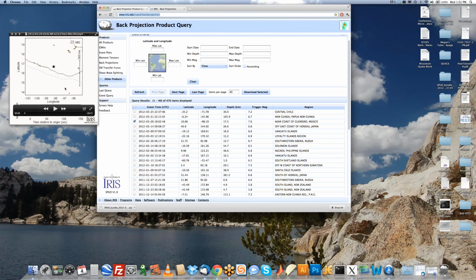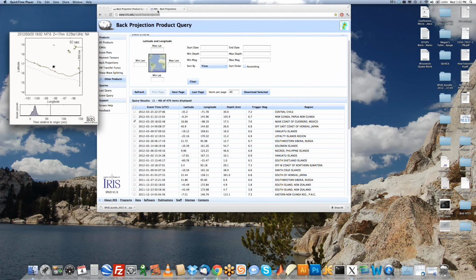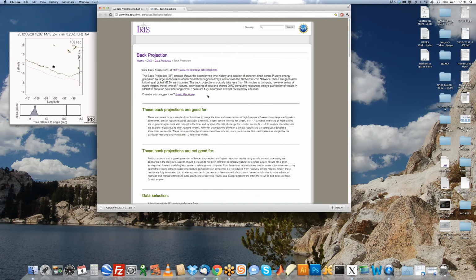And then I selected the recent earthquake in Guerrero, Mexico, and I just wanted to play this real quick, which shows the actual back projection result. So after the talk today, if you're interested in seeing what's available, this is sort of a standard reference product that the data management system has put together.